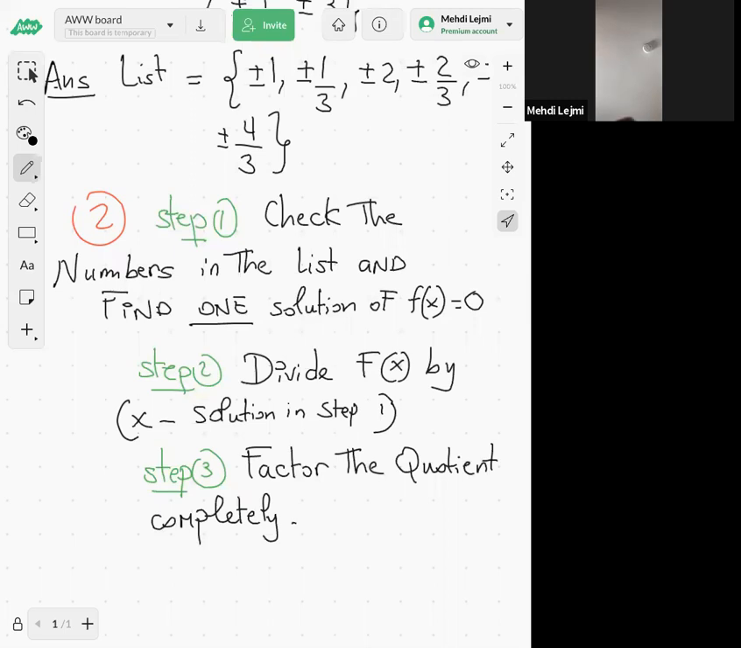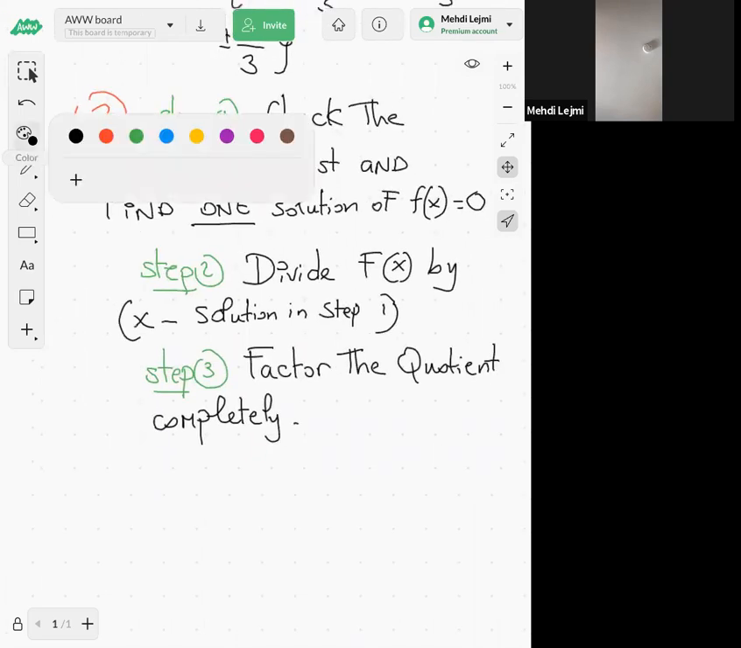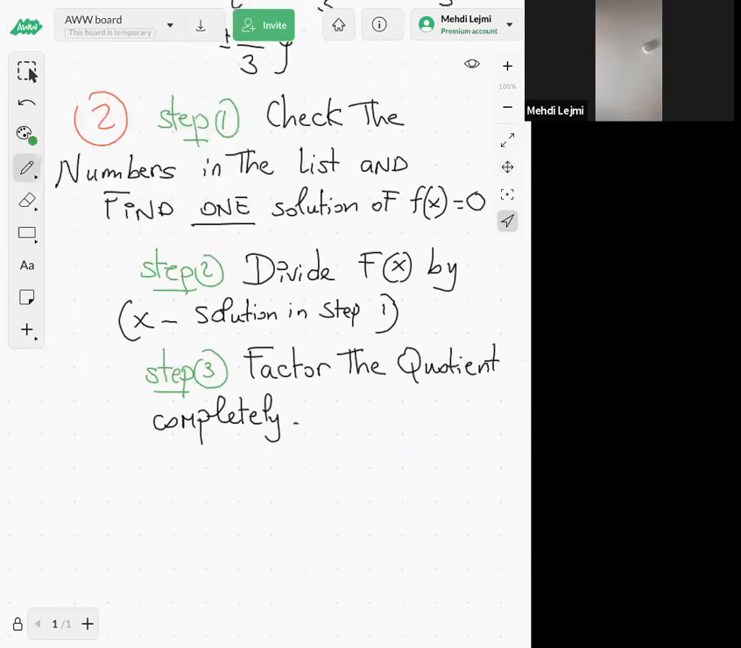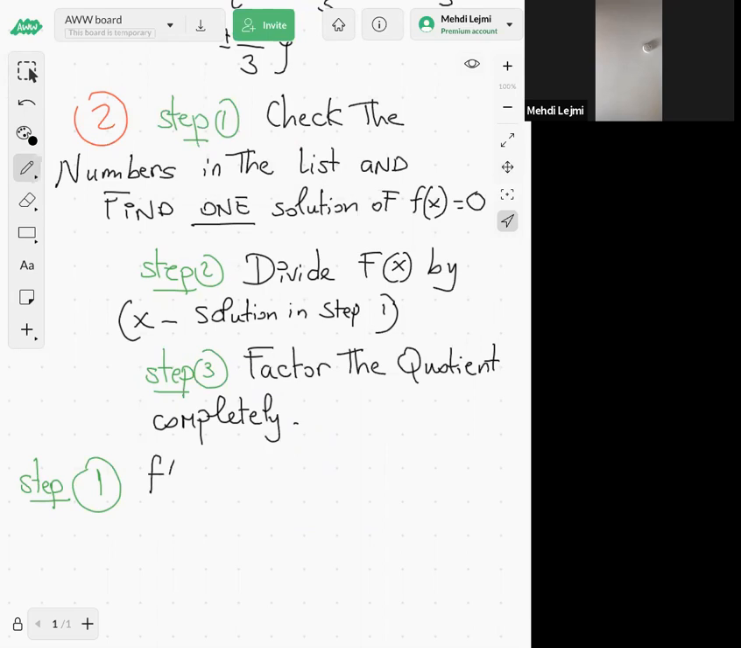Okay, so let's follow those steps to factor the f of x completely. So step one, we said check the numbers in the list and see if one of them is a solution, right? So let's see. So this is step one. All right, so let me just write down first f of x. Let me just remind you, f of x was 3x cubed plus 8x squared minus 15x plus 4, right?